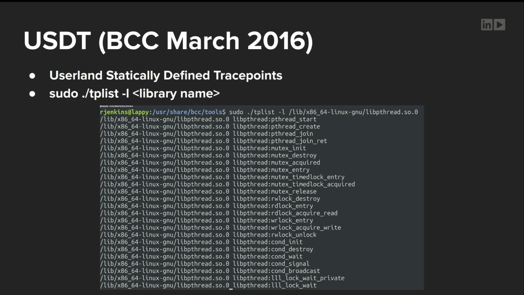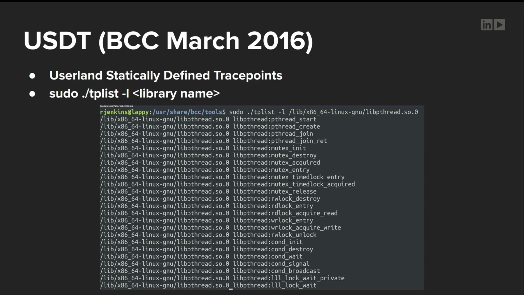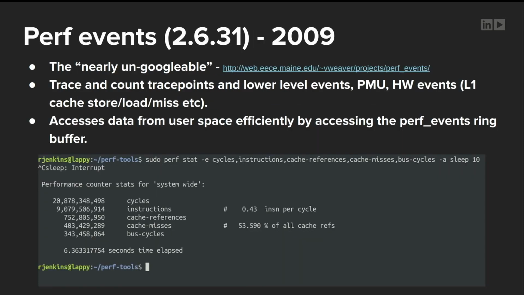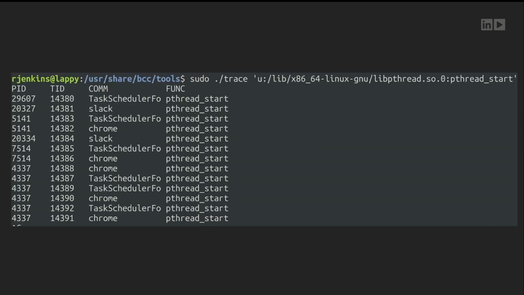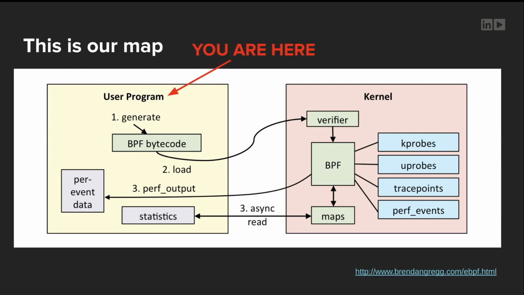And then user-defined static trace points, it's misspelled actually. User-defined static trace points are similar to trace points in the kernel, but in user space. For example, here we're looking at libpthread, and you can run the command tplist to see all the trace points. And here's an example of tracing, for example, pthread start.